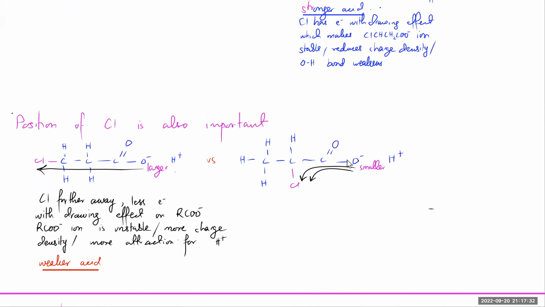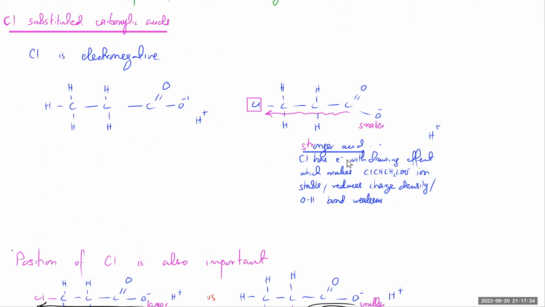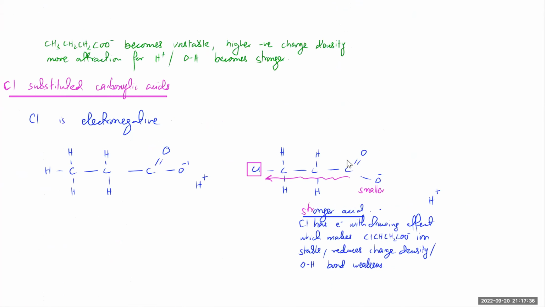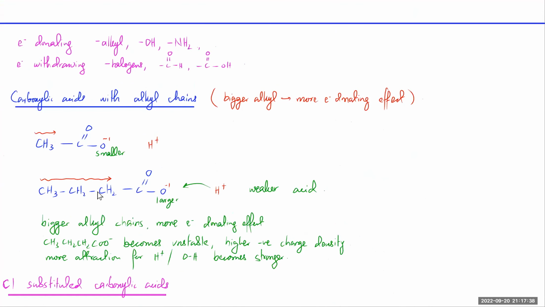We did talk about the carbon chains as well. This is Cl substituted. Then you had a comparison of carboxylic acids. If you had carbon chains, a bigger carbon chain gives more electron donating effect. The negative charge will become larger and it will become a weaker acid because the attraction between the two things will become stronger. So less ionization will happen. So remember all these scenarios and different combinations.